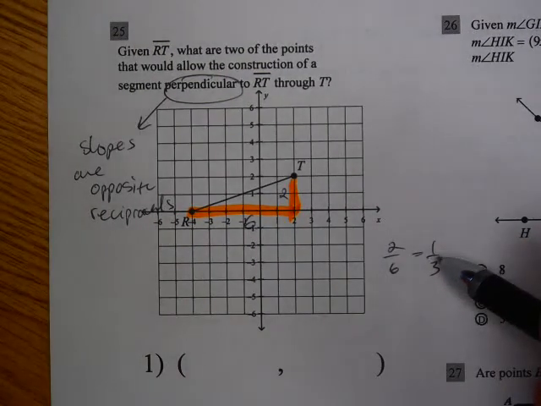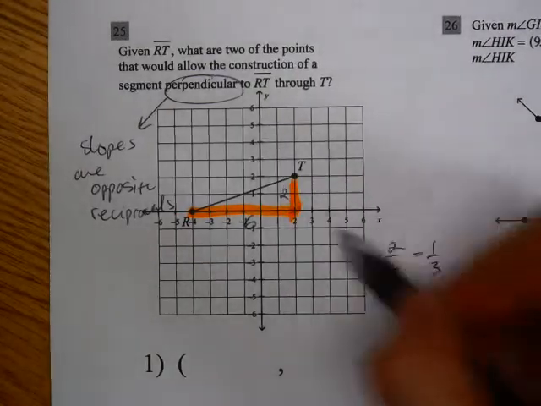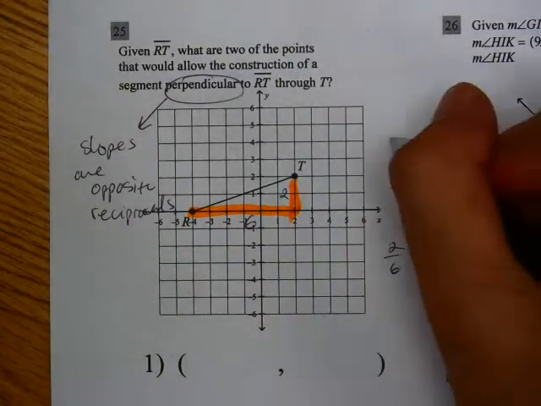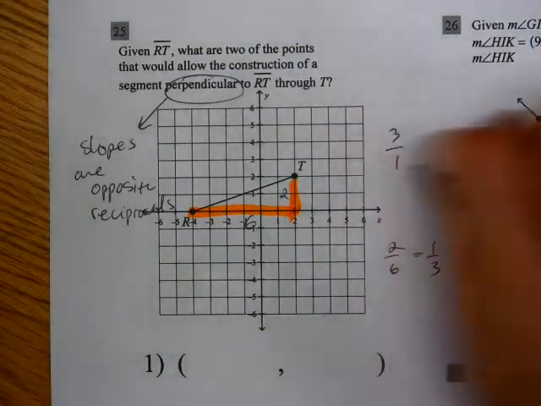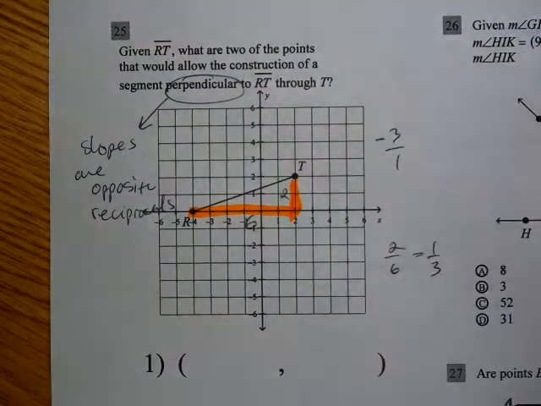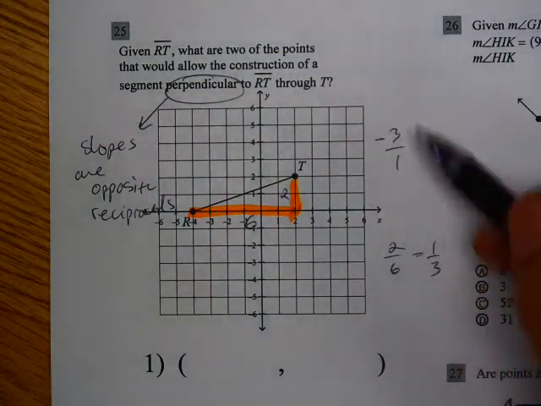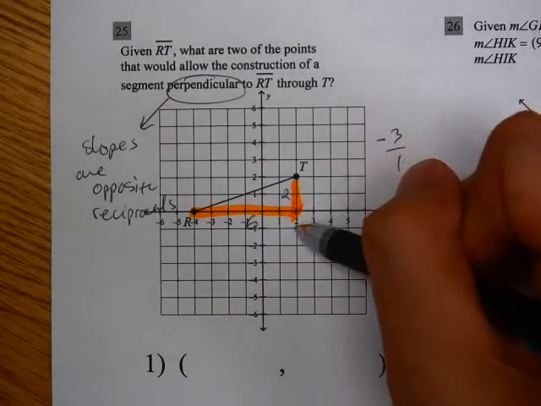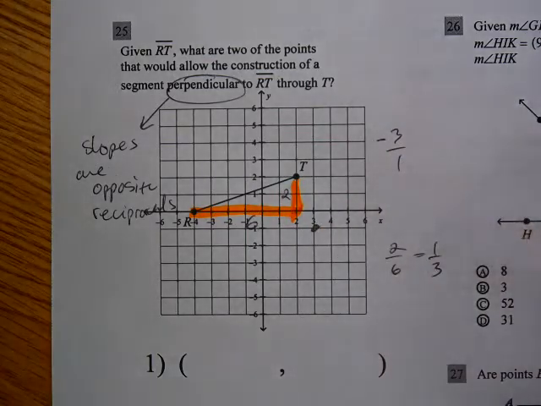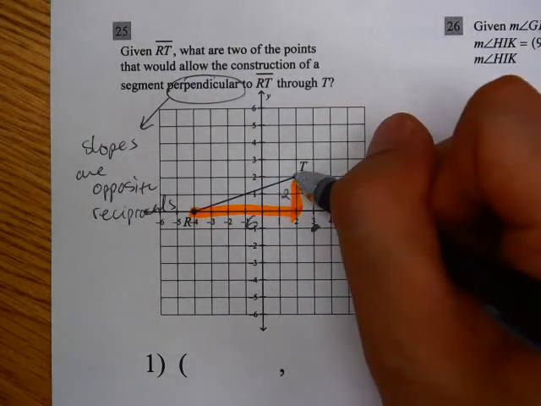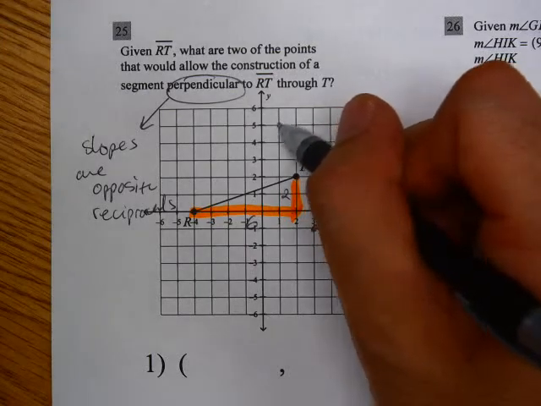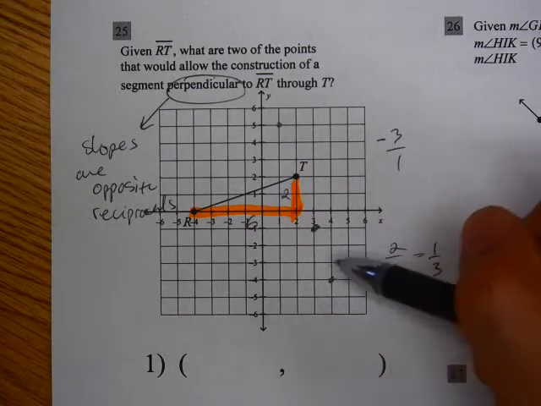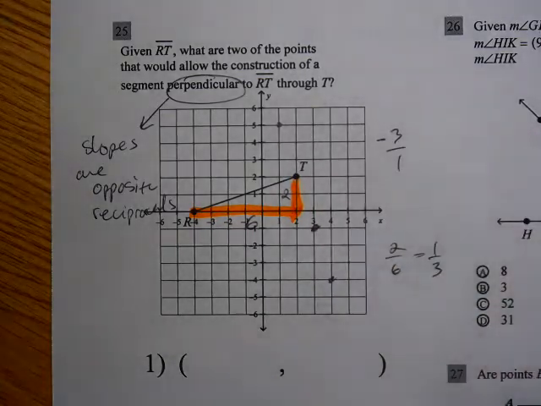So what that's saying is that from T, I have to find some other point that makes this slope opposite and reciprocal. So if I just take that slope of 1/3, I'm going to flip it over. I'm going to make it 3/1. And then I'm going to make it negative. There's my perpendicular slope. So from T, I have to follow this slope. I can go down 3, 1, 2, 3, over 1. I can go the opposite direction, instead of down 3, up 3, 1, 2, 3, and left 1. I can keep going. I can go down 3, 1, 2, 3, another 1.